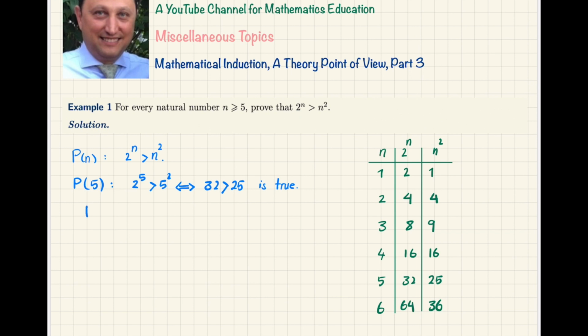So we realize that P of 5 is true. Now we say let k be an integer or a natural number. It doesn't matter in this case because I want to say that's greater than or equal to 5. Let k greater than or equal to 5 be an integer such that P of k is true.